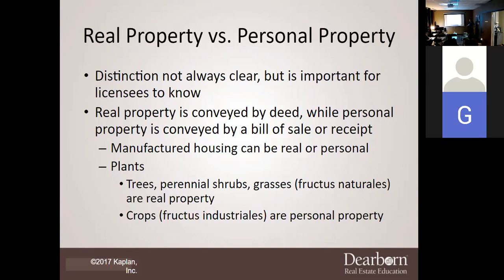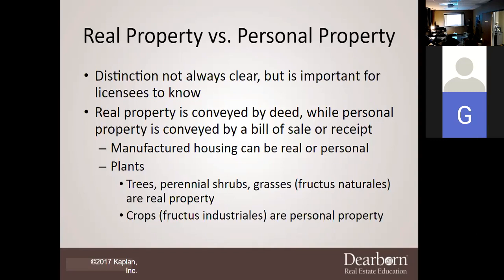So understand in these situations, how you tell the difference of property is based upon what type of ownership document you're getting, okay? If I'm getting a deed, then that means it's real property. If I'm getting a bill of sale or a receipt, that's going to be personal property. And we'll talk about that here in just a little bit in regards to why that's important, okay?